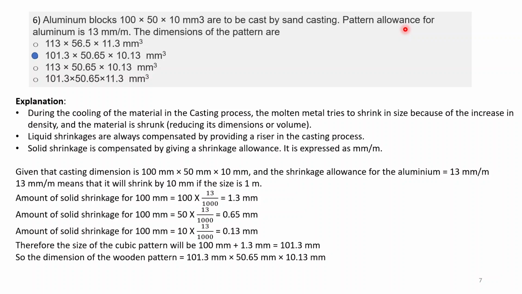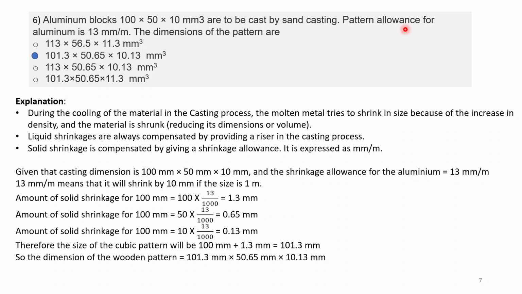So the liquid shrinkage is compensated by providing a riser in the casting process, and solid shrinkage is compensated by giving a shrinkage allowance, which is expressed as mm per meter. Okay, so given that the casting dimensions are 100, 50 and 10 mm, and the shrinkage allowance for aluminum is 13 mm per meter, it means that it will shrink by 13 mm if the size is 1 meter.